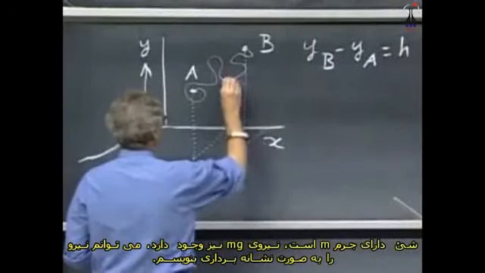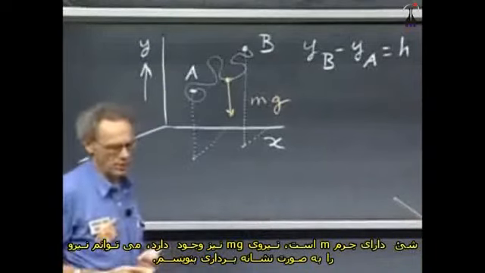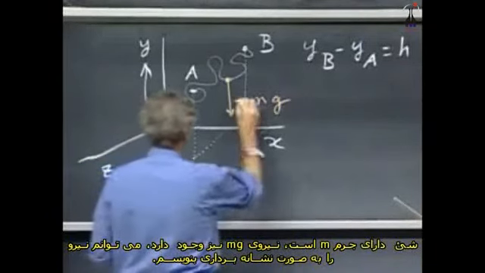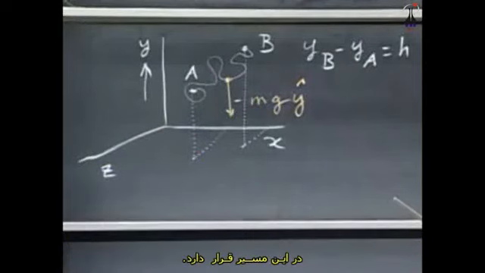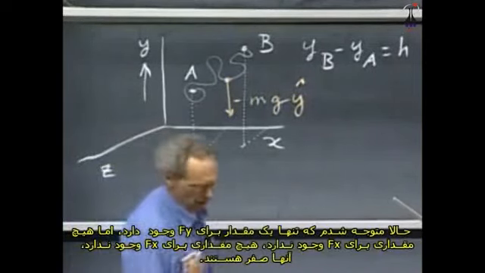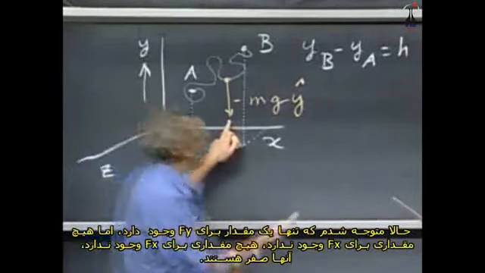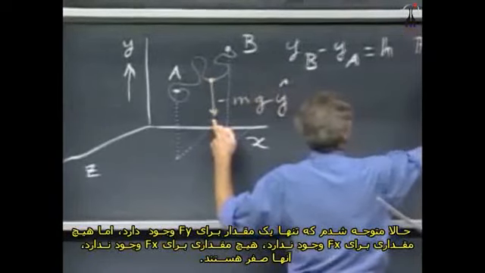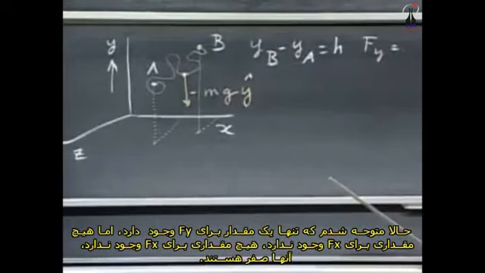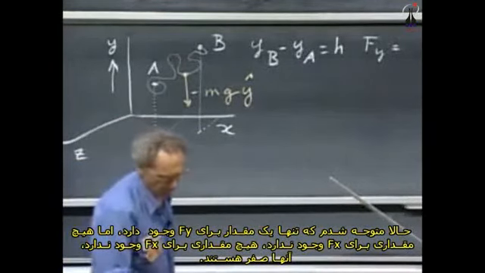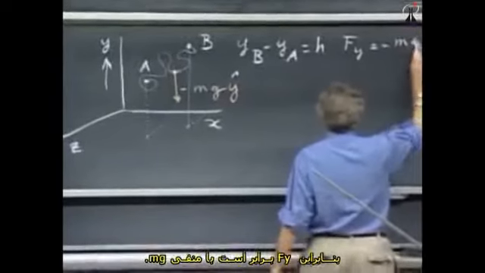The object has a mass m, and so there is a force mg, and I can write down the force in vector notation. It's in this direction. So now I notice that there is only a value for F of y, but there is no value for F of x, and there is no value for F of z. They are 0. And so F of y equals minus mg.